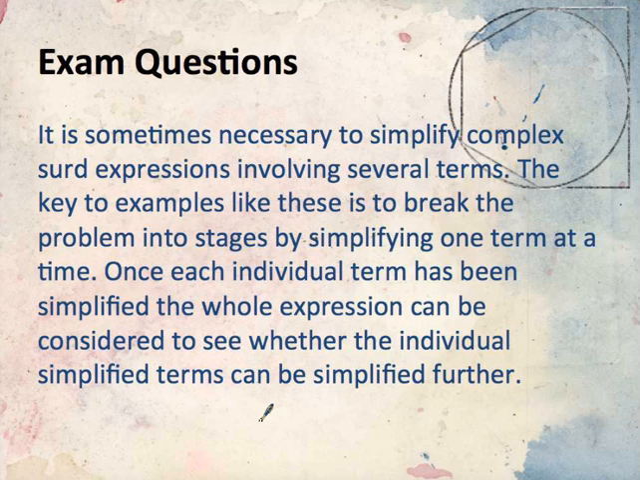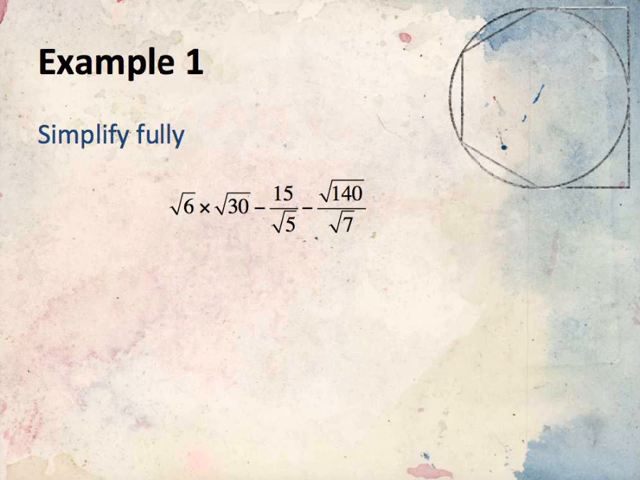Once each individual term has been simplified, we can then return to the whole expression and consider whether the simplified terms can be simplified even further. Here we have a typical example that looks like an exam question. Simplify fully root 6 times root 30 minus 15 over root 5 minus root 140 over root 7. Okay, so let's have a look at how we approach this.